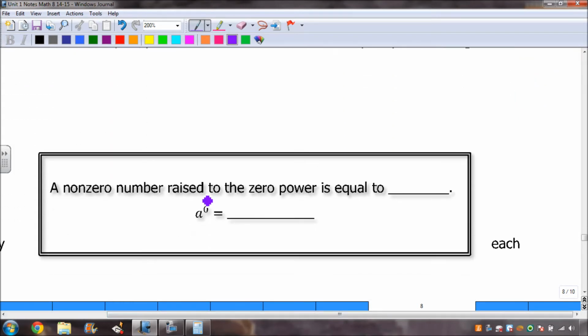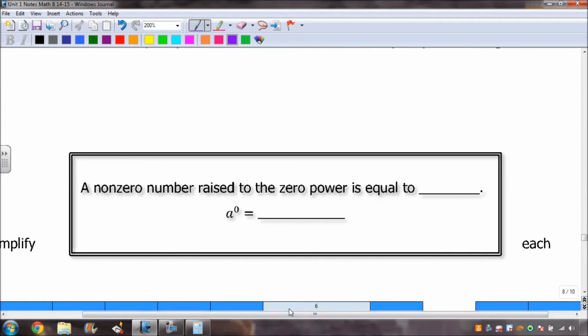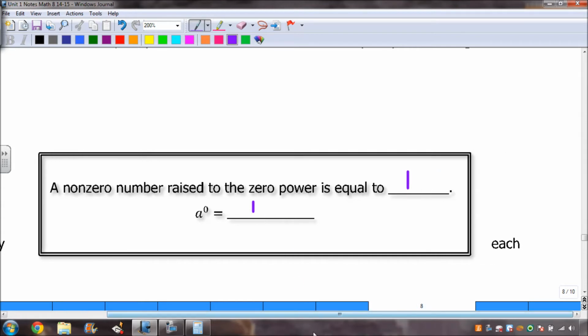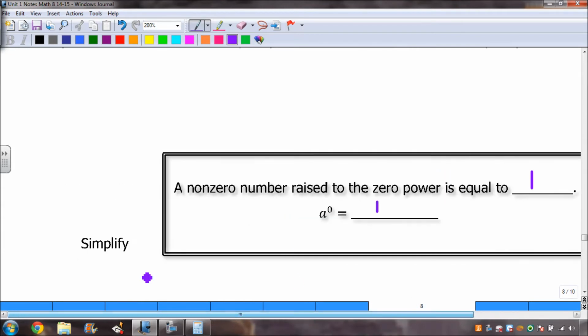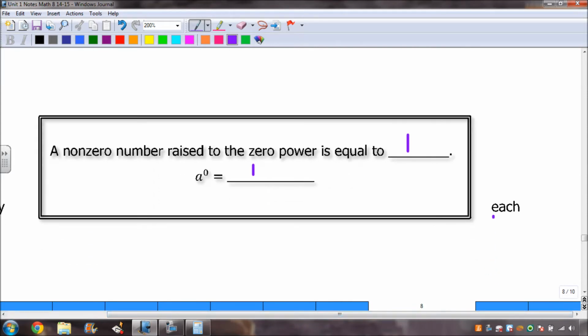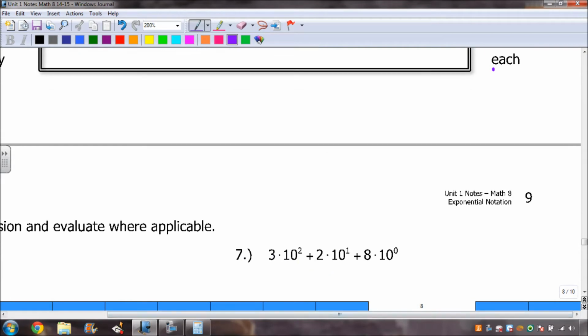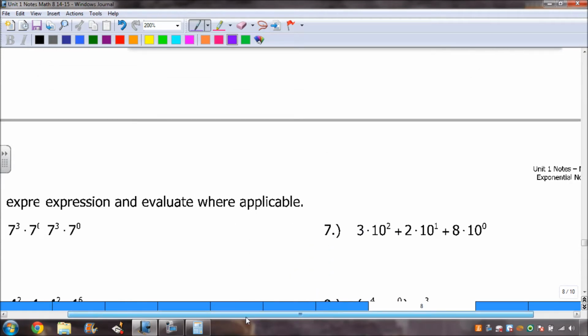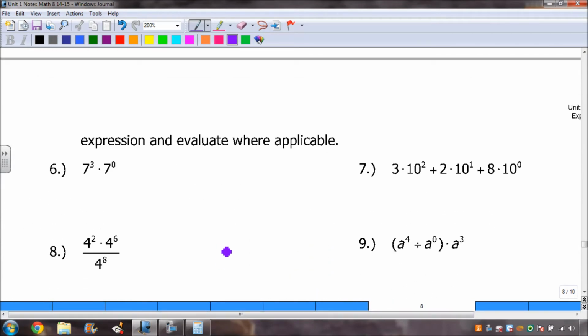So let's read what this says. A non-zero number raised to the 0 power is equal to 1. So a to the 0th power is equal to 1. Now, the directions here, sorry, I don't know if it looks like this on your paper, but it says to simplify each expression, okay? And evaluate where applicable. We're not going to do all of these questions, but we're going to do some of them, okay?